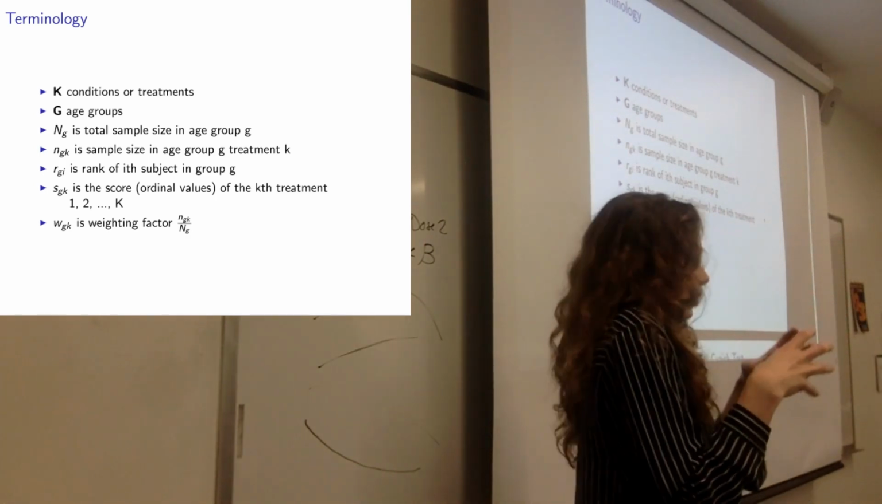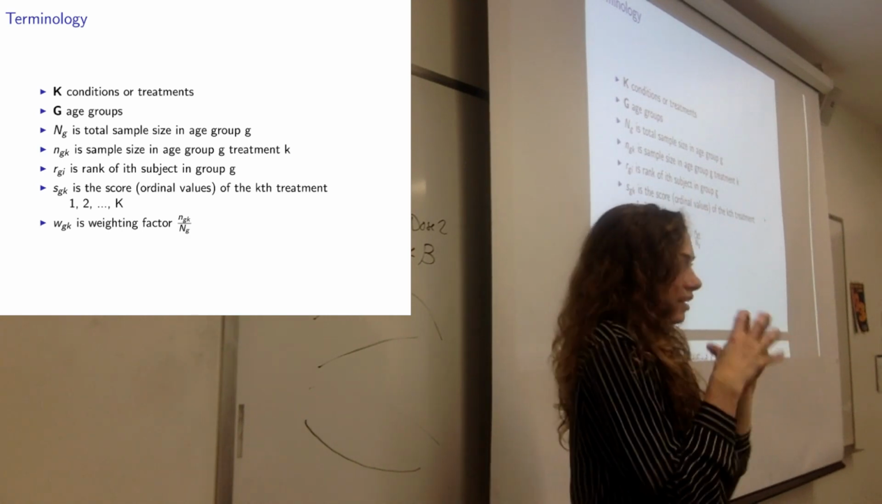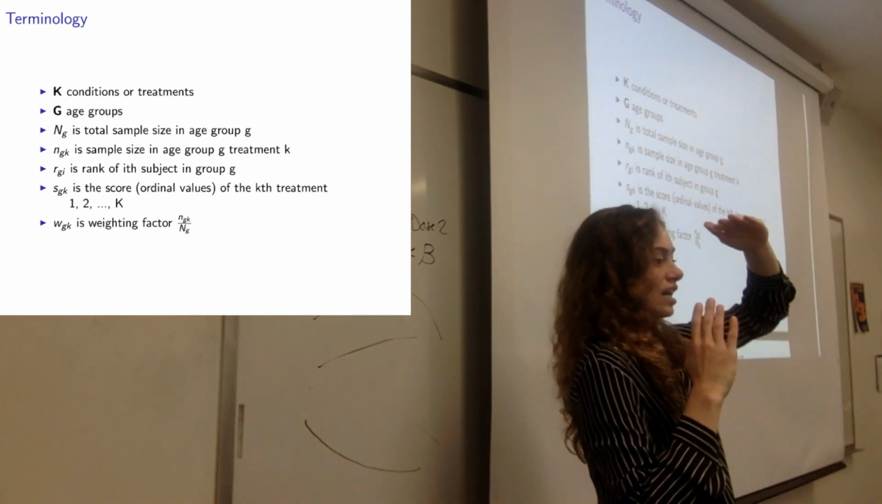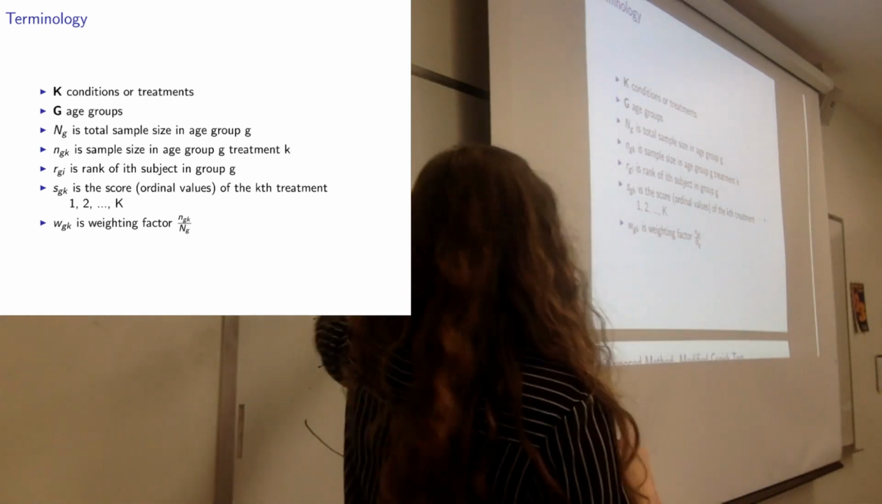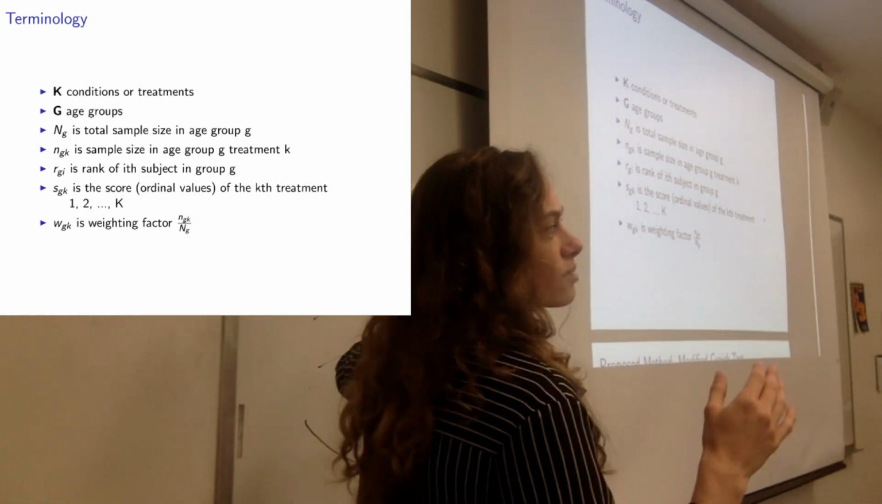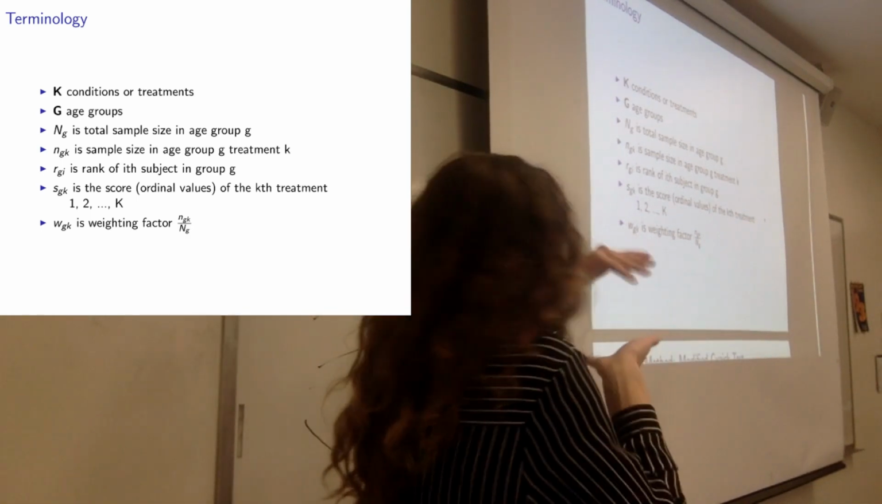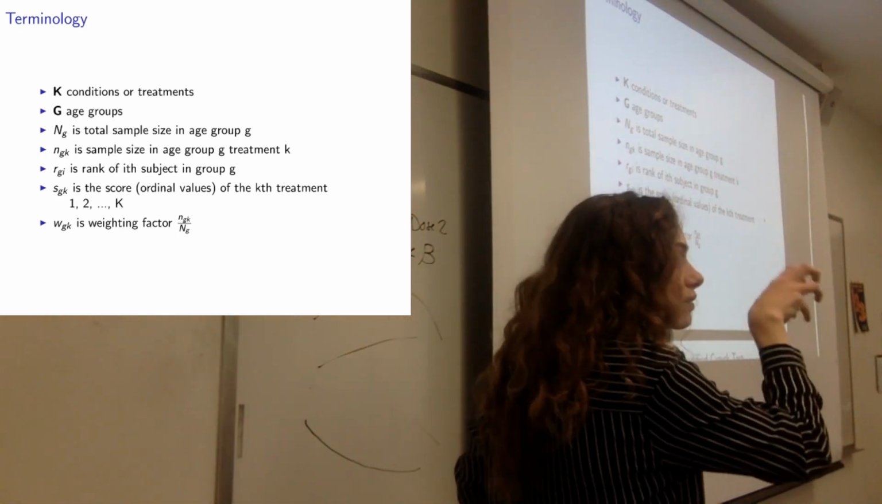So, we're narrowing this down. If you think about it as a matrix, if we have 6 age groups and 3 treatment types, it's a 6 by 3 matrix. And we're saying n GK is one of those cells.